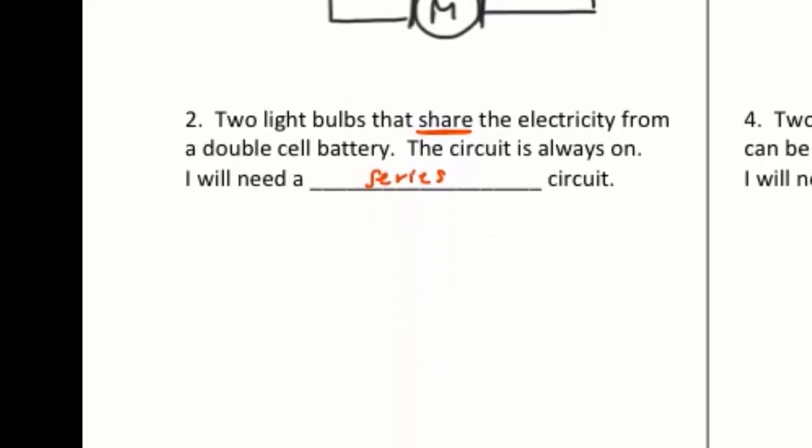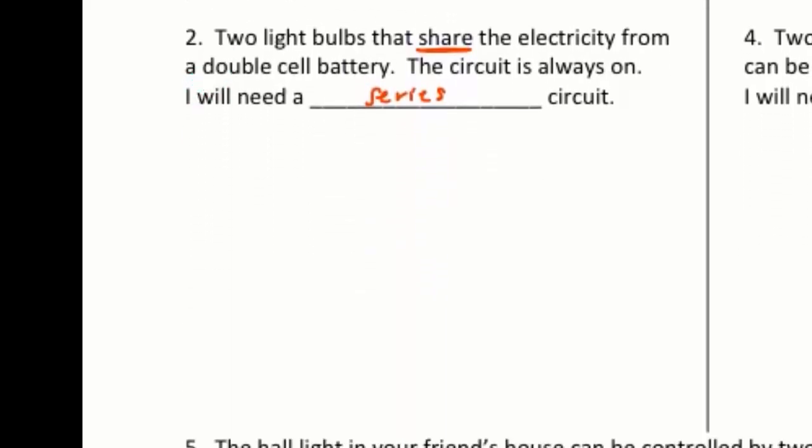Number 2, which is down here. So we've got 2 light bulbs sharing the electricity. That means it's in a series circuit, and it's a double cell battery. So I need to make sure I draw at least 2 cells. And the circuit is always on. So there's no switch. I don't need to worry about a switch for this one.